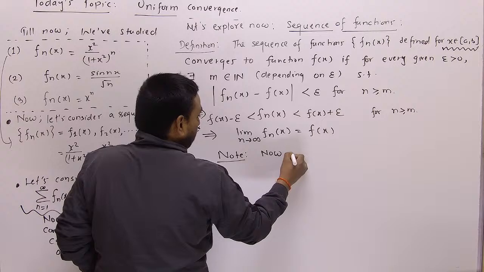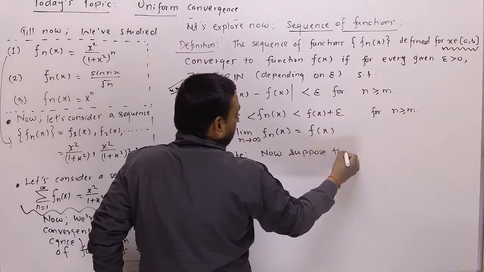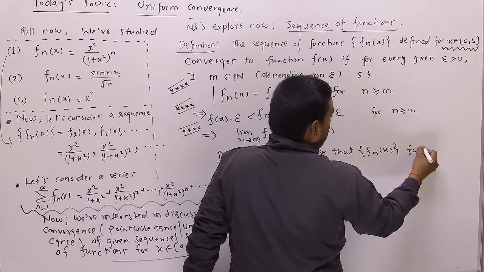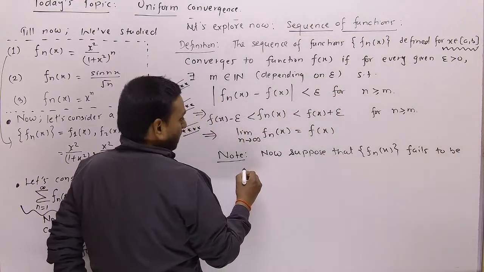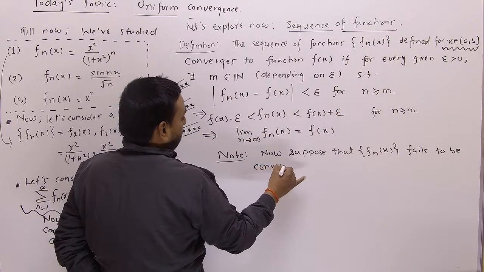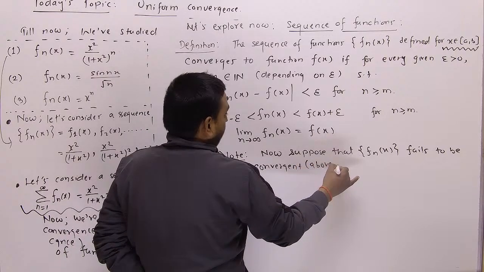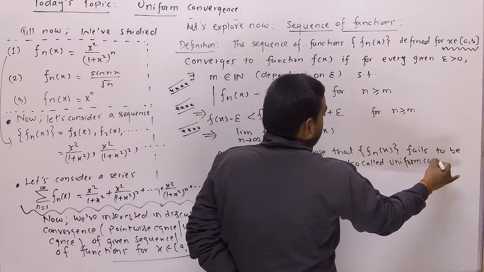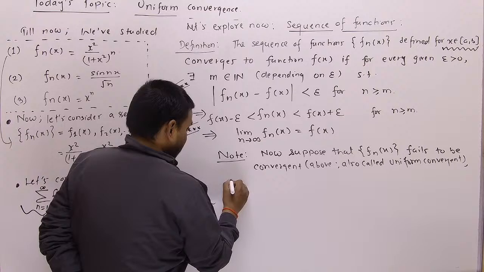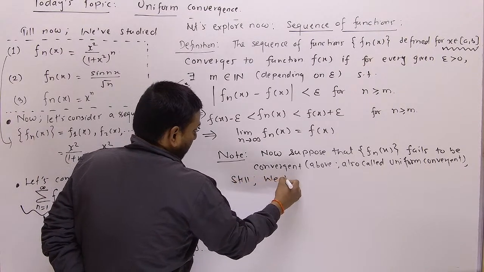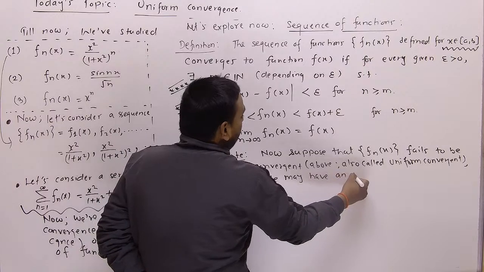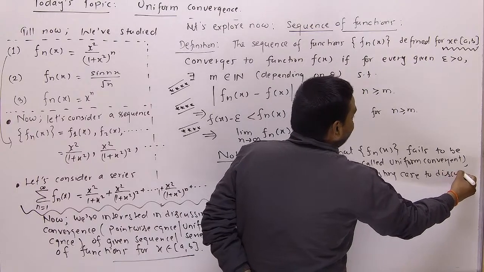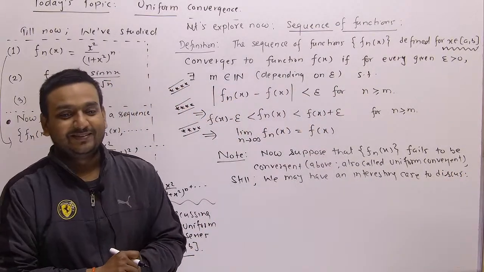Now, suppose that the sequence f_n(x) fails to be convergent, also called uniformly convergent, still we may have an interesting case to discuss. And what is that case? That is more beautiful. Look carefully.